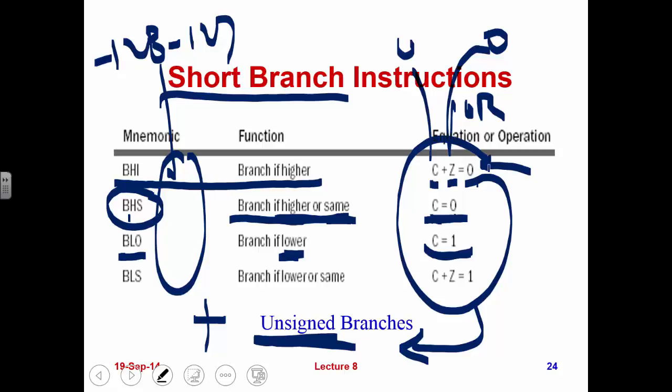Same thing we come to here, branch if lower or same. So we use BLS. That means if C OR Z together is 1, then either C is 1 or Z is 1, and they can both be 1 too. When both are 1, we still meet our condition, lower or same. So if C is 1, Z is 0, that's fine. If C is 0, Z is 1, that's fine. If C is 1, Z is 1, that's also fine. Anyway, these are the conditions we have to meet.